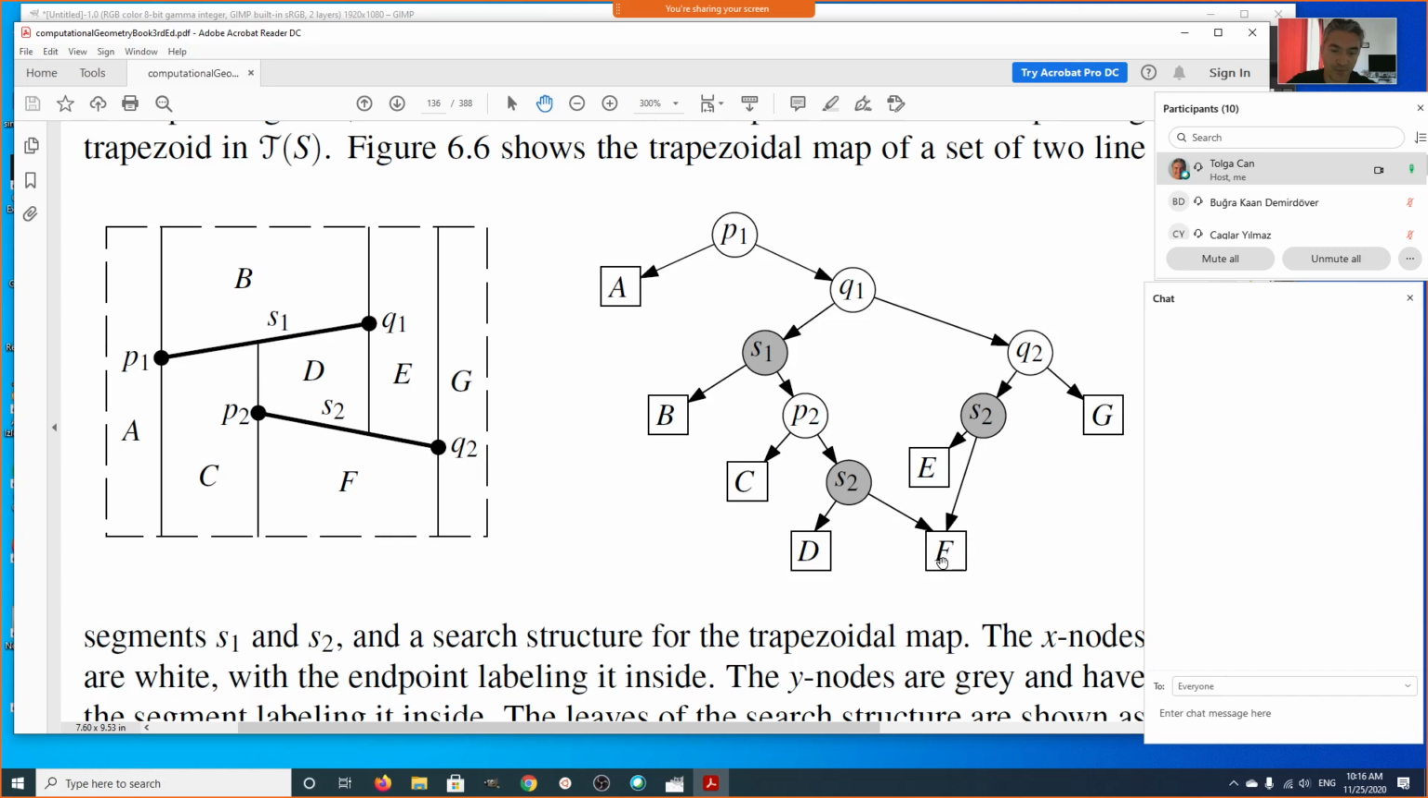As you can see, it's possible to come to trapezoid F by following the route to the left of Q1 or to the right of Q1. If the query point was to the right of Q1, we should still be able to arrive at F because that's where the point is. But even if it's to the left of Q1, this query is still in F. So there are two routes that end up at F in this tree.